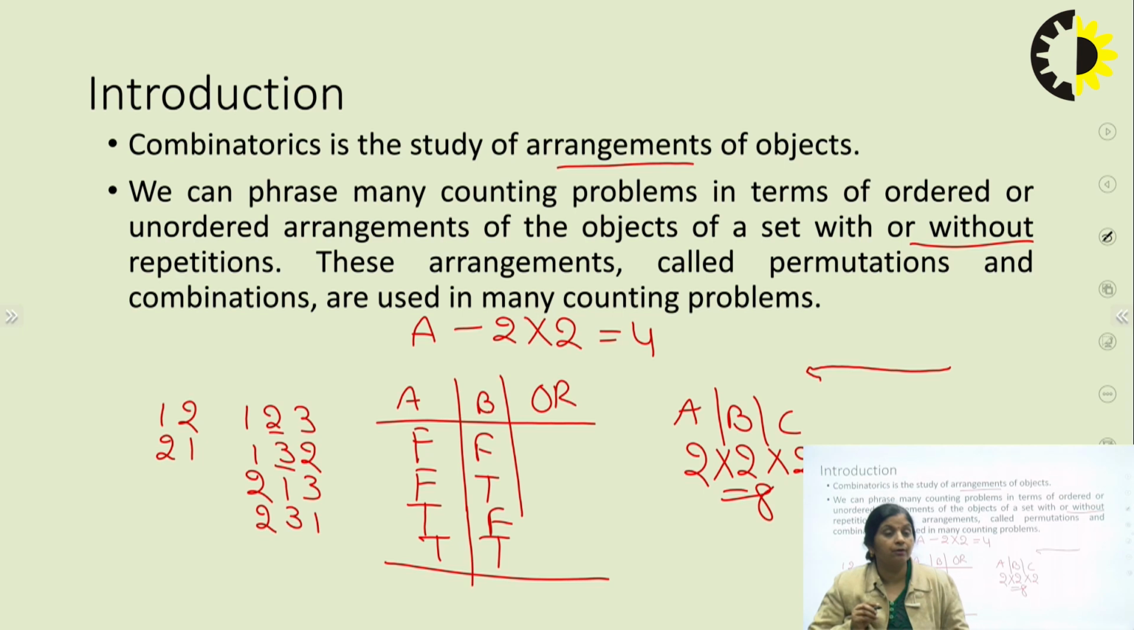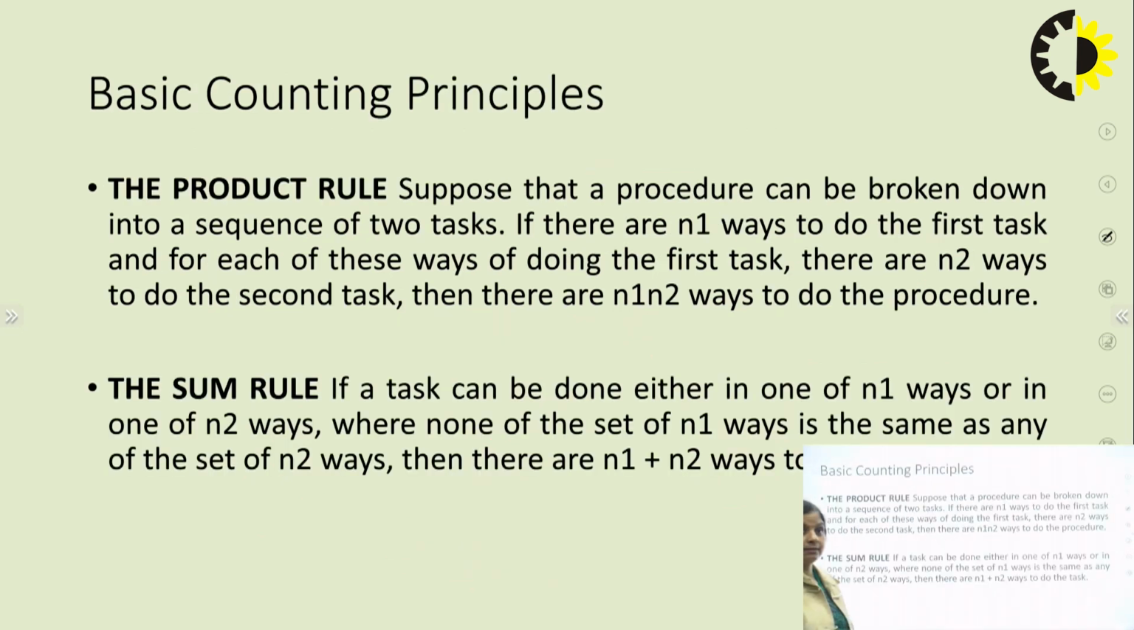So what we are going to cover in this particular topic are the counting techniques. So let us start with our basic counting principles here. We have 2 basic counting principles. The first one is the product rule. Now let us understand what the product rule is and where we apply it. By the name it is clear: product of 2 things.